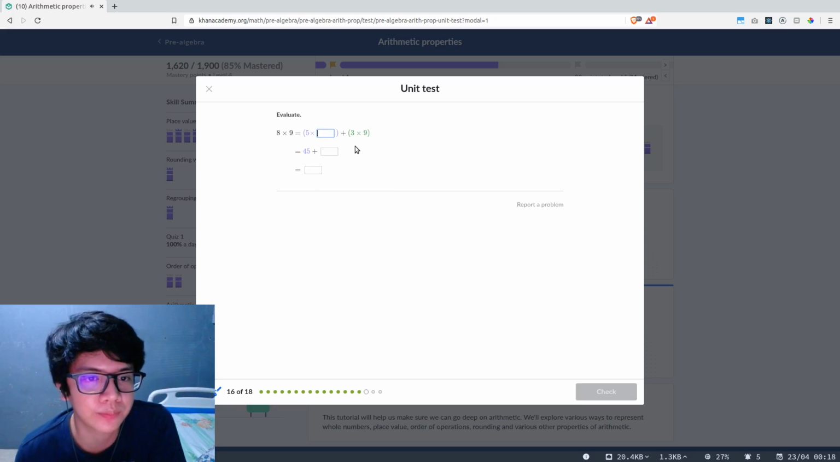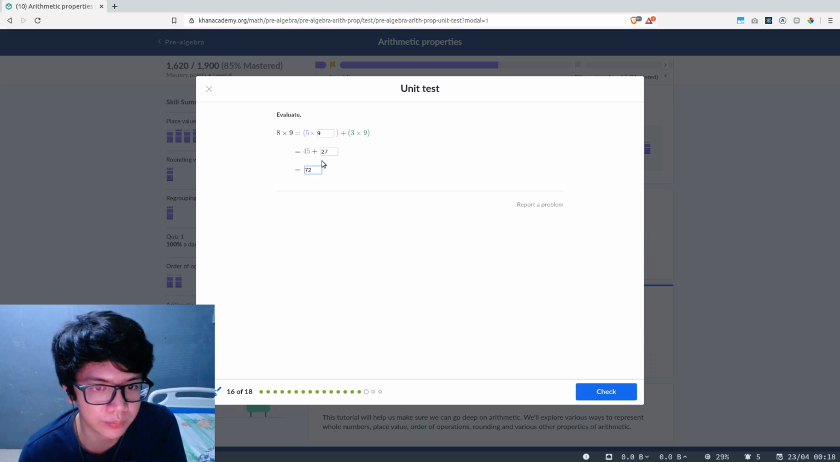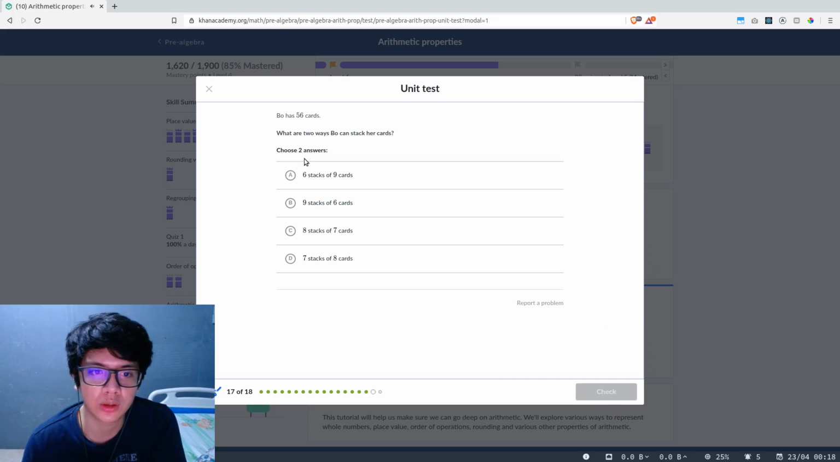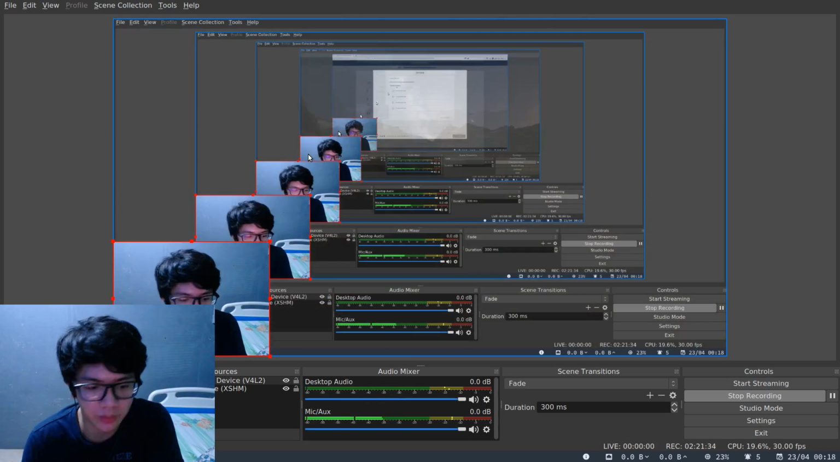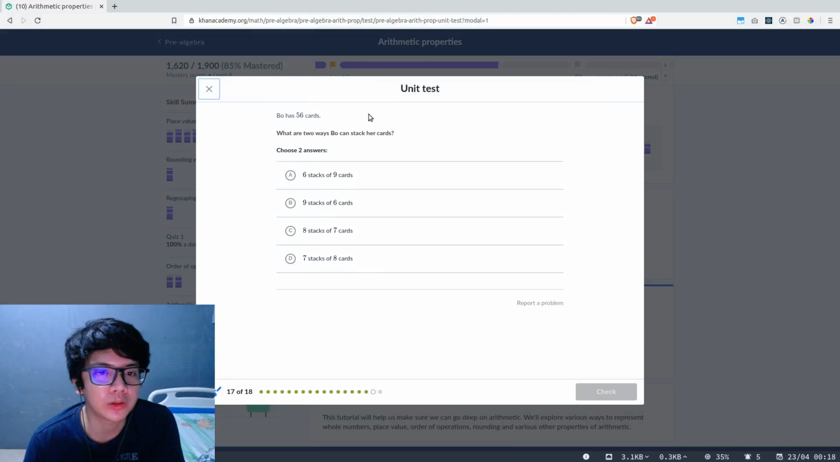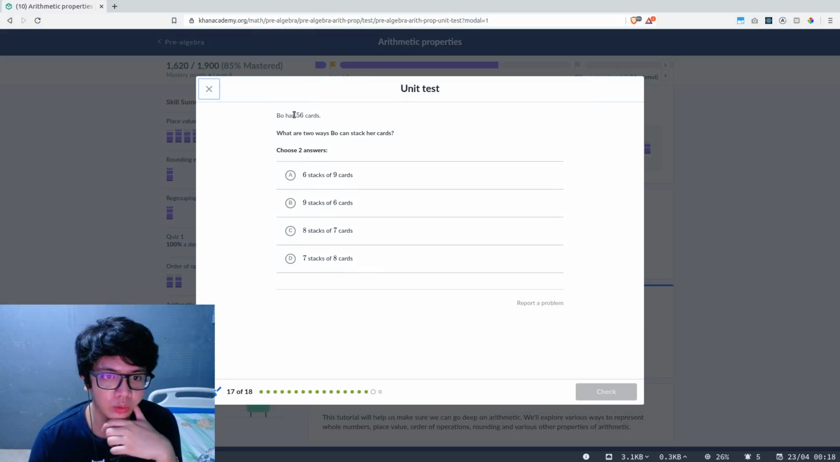What is this? 9. And then we have like 7. So we have like, what is this? That's 72, right? 6 and 12, 72. Yeah, cool. Bow has 56 cards. What are 2 ways Bow can stack their cards? 2 ways we can do. It's not 6 times 9. It's 8 stacks. So this is 54.